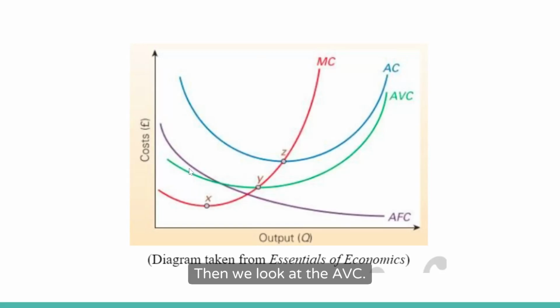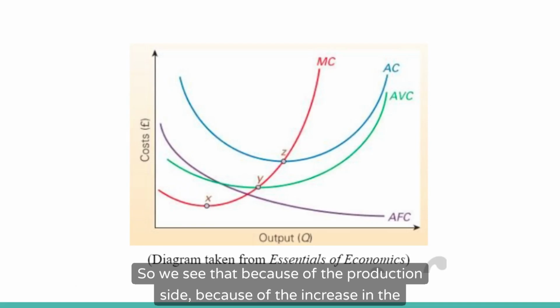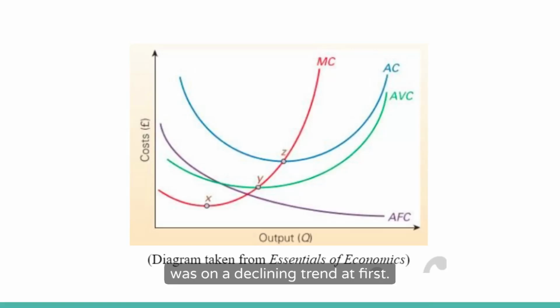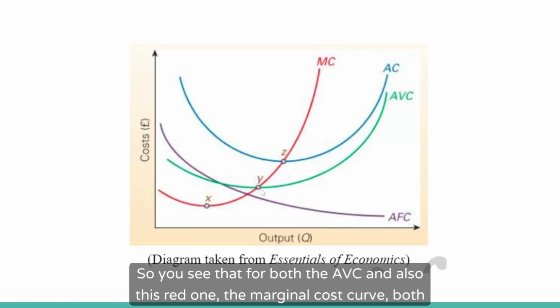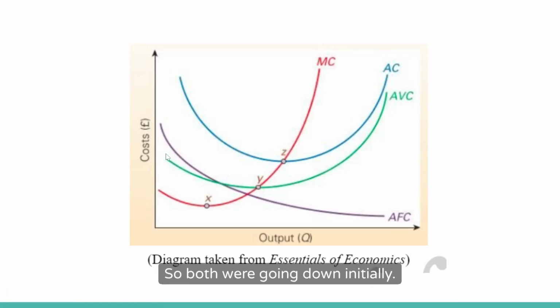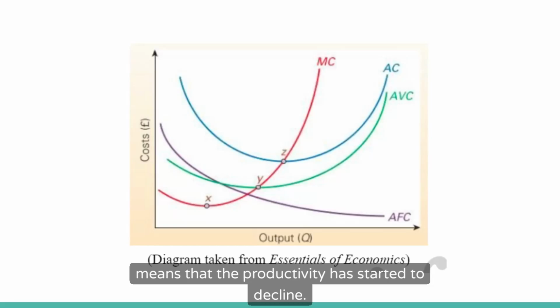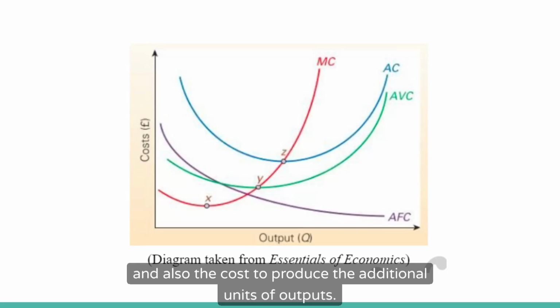Okay, then we look at the AVC. AVC is the average variable cost, right? Because of the increase in productivity at first, the cost to produce the next unit, or the average variable cost, was on a declining trend at first, right? So you see that for both the AVC and also this red one, the marginal cost curve, both were going down initially, sloping downwards, and then later on, going upwards. So the moment the marginal cost and the average variable cost go upwards, this means that productivity has started to decline. Okay, so that will push up the average cost to produce, and also the cost to produce the additional units of output.